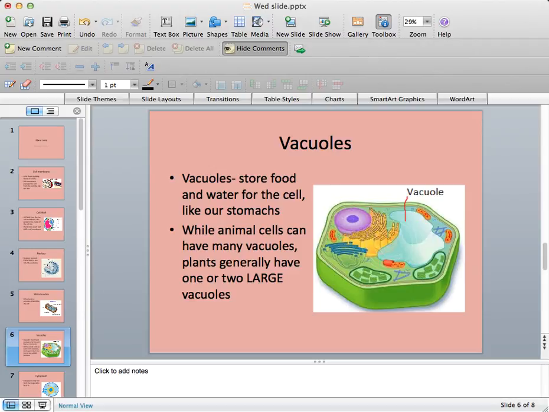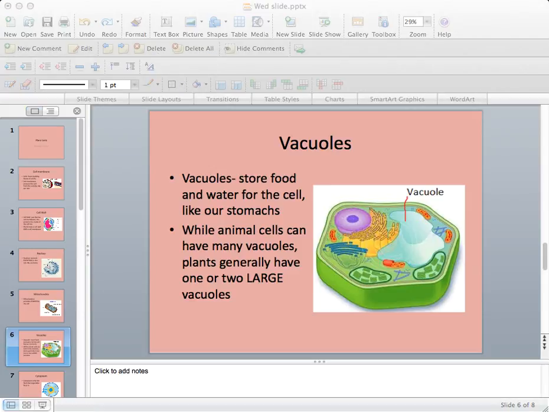Vacuoles. Now these are in both plant and animal cells too, but there is a difference with vacuoles. Vacuoles store food and water for the cell, as we talked about yesterday. Now, while animal cells might have many vacuoles, plant cells generally have 1 or 2 really large vacuoles. Like we talked about yesterday, they're kind of like our stomachs, right? When plants take in water and their forms of food, not like our food, but their own forms of food, they are stored here, just like they are stored in our stomach.